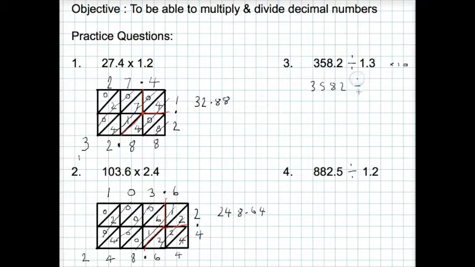That gives me 3582 divided by 13. So now I'm just going to use a short division method here to carry out this sum, which I know will give me the same answer as I would have got if I'd carried out this sum here. So 13 into 3 won't go, but those 3 must be remainder. 13 into 35, well 13 into 35 goes twice. 2 13s are 26, so I've got 9 remainder.